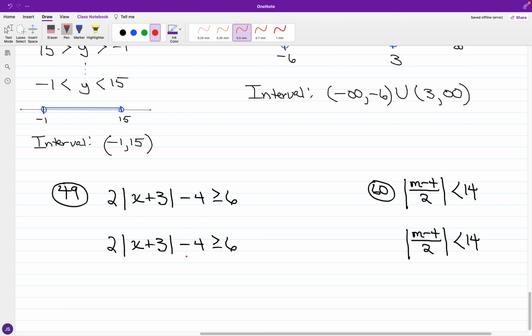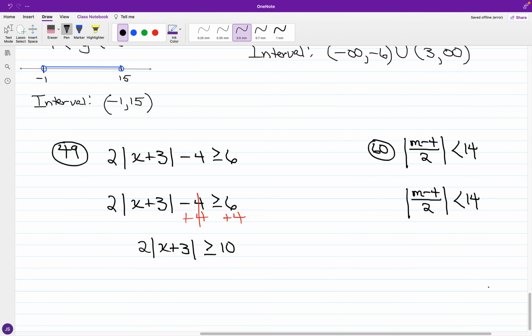I can start off by adding 4 to both sides. At this stage, we come down to 2 times the absolute value of x plus 3 is greater than or equal to 10. In following through, we have a division by 2. 2 is positive, so the direction of the inequality stays the same.